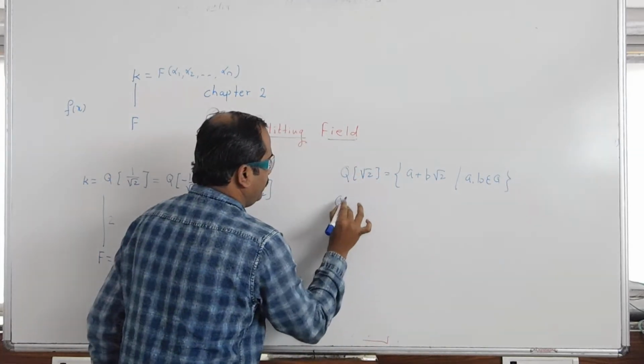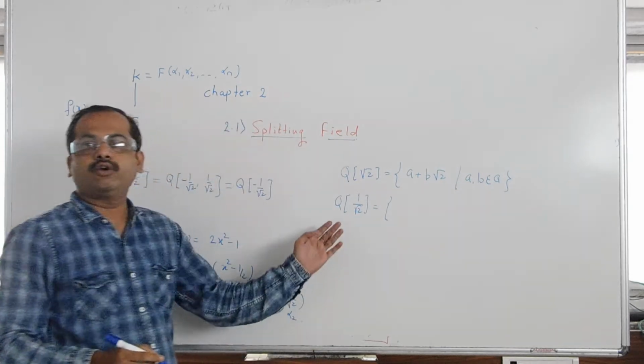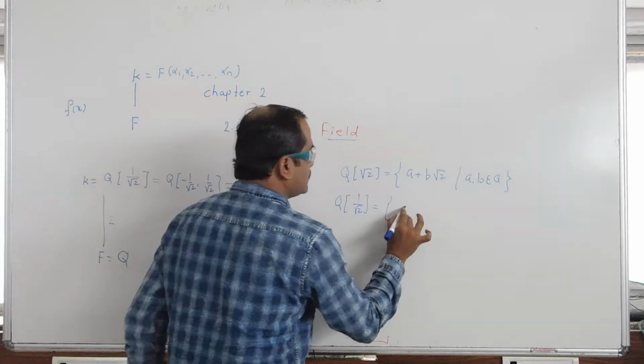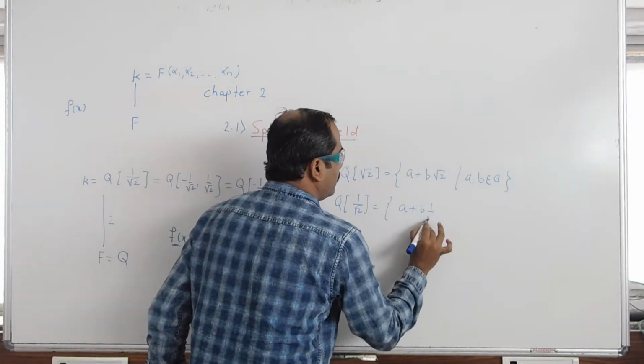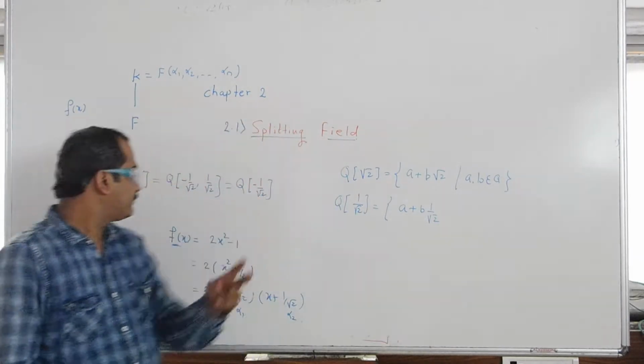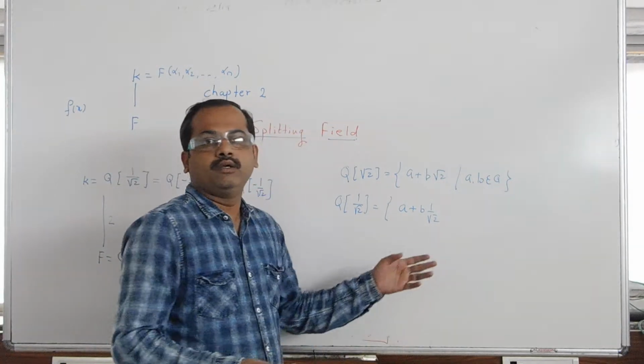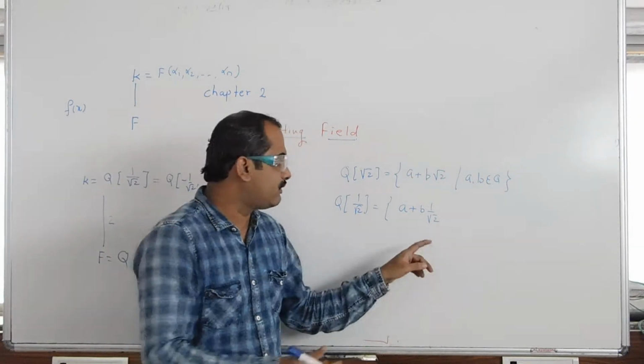So what is Q of 1 upon root 2 now? Tell me. What is Q of 1 upon root 2? A plus b times 1 upon root 2. Degree 2. Okay. Degree 2, because if you are going for the next one, what is the next one?